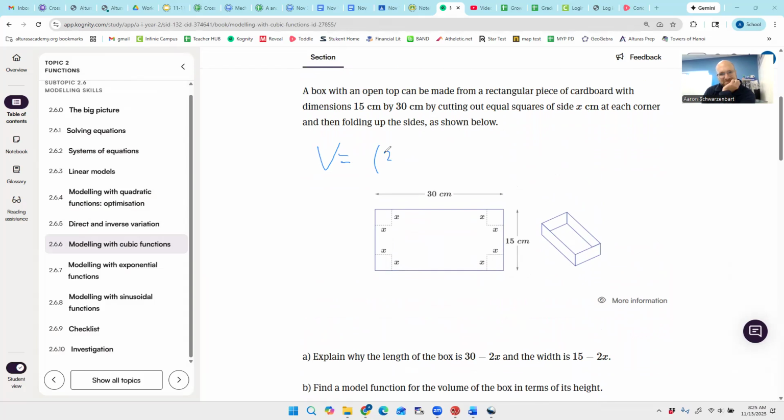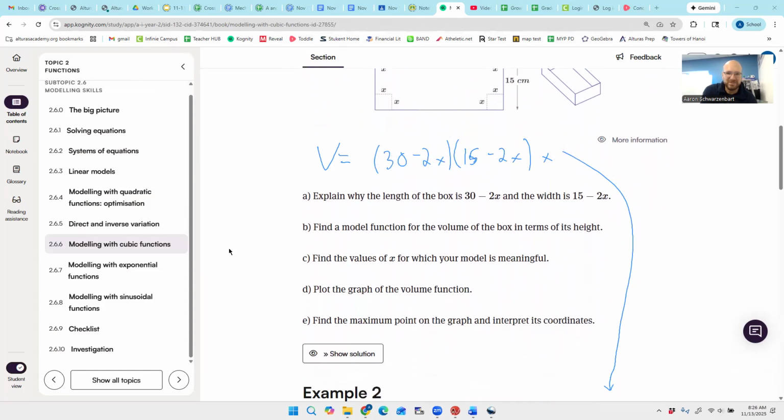It's 15 minus 2x times x. Hey, you've done this enough times. It says explain why. I'm cutting out. Find a model. So this is my model. Whenever it says model, it means equation. And find the values for x which are meaningful. That's essentially the meaningful domain. What is your meaningful domain on this?